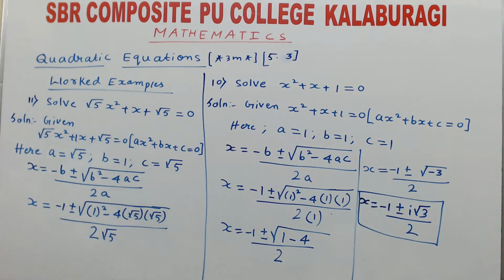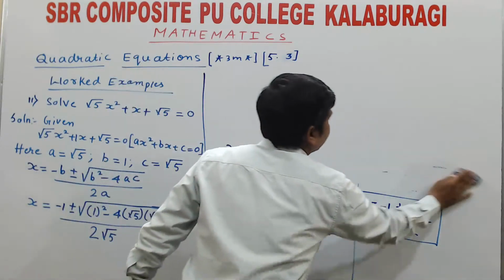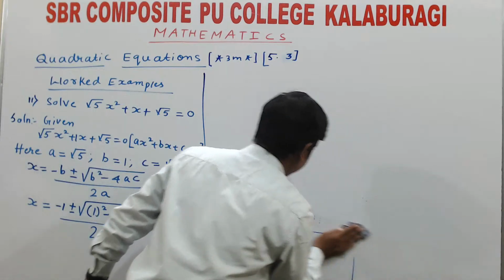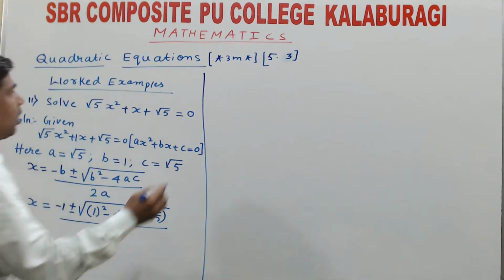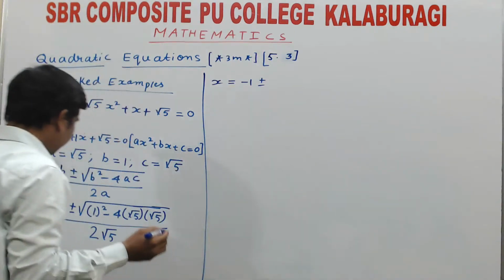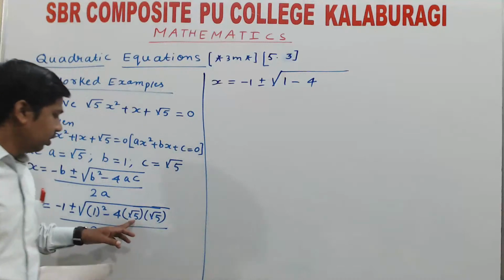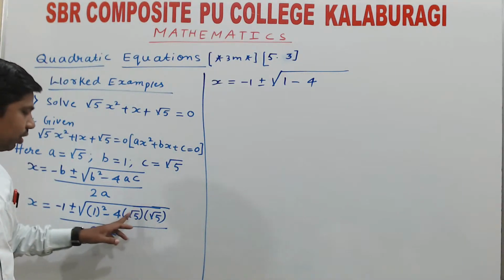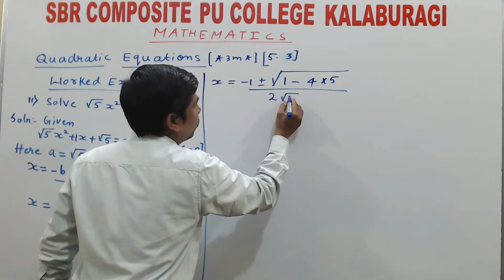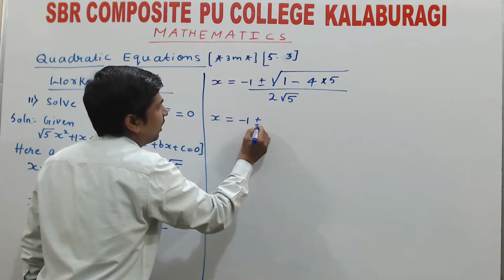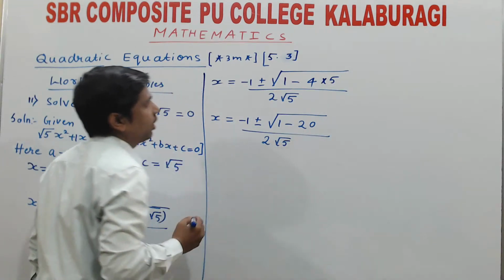Now let us simplify this term. X equal to minus 1 plus or minus root of 1 square is 1, 1 minus 4 into root 5 into root 5. What is that? 5, because root 5 whole square, the square and square root get cancelled. Root 5 into root 5 is 5. 4 into 5 divided by 2 root 5. X equal to minus 1 plus or minus square root of 4 fives are 20, divided by 2 root 5, right?